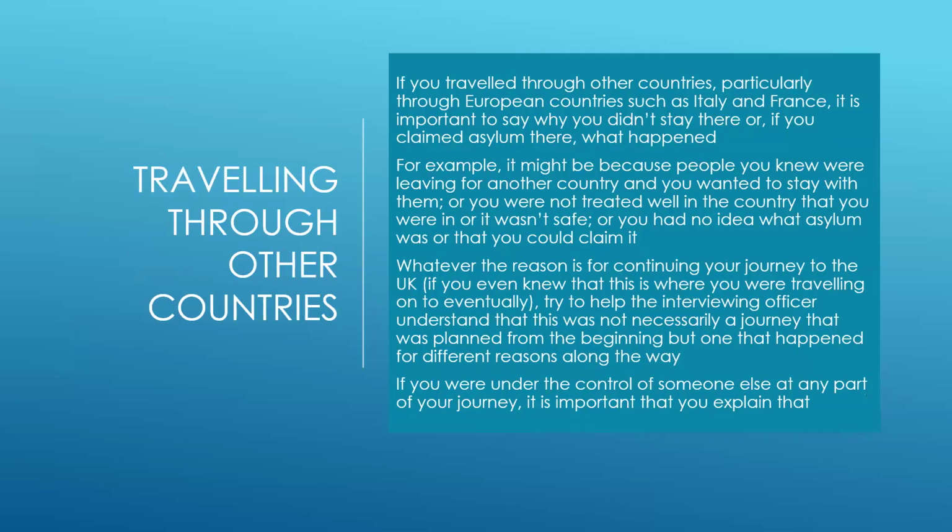If you traveled through other countries, particularly through European countries such as Italy and France, others as well, it's important to say why you didn't stay there, or if you did stay there or even claimed asylum there, what happened? What happened to the asylum claim? Why didn't you stay? For example, it might be because people you knew were leaving for another country and you wanted to stay with them, or you were not treated well in the country that you were in, or it wasn't safe. You could see from others that even those who've got refugee status there, for example, in Italy, are not being treated well and are living on the streets. And so you didn't think it was a place that you could stay.